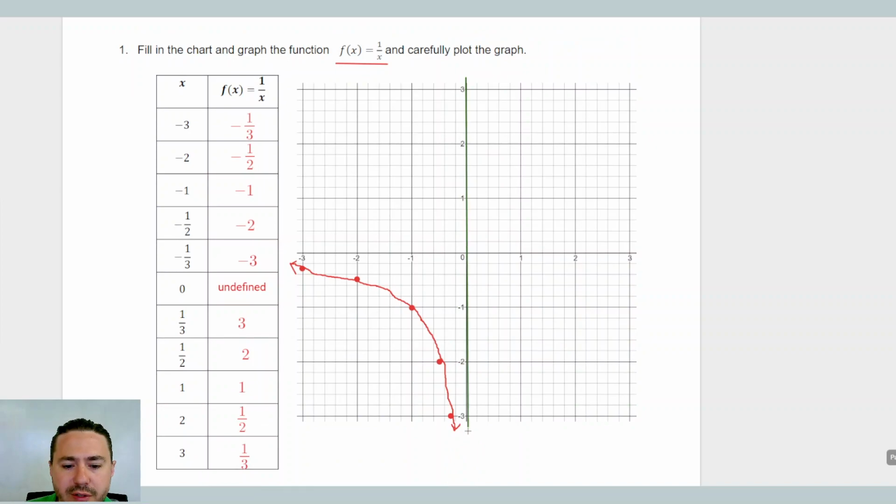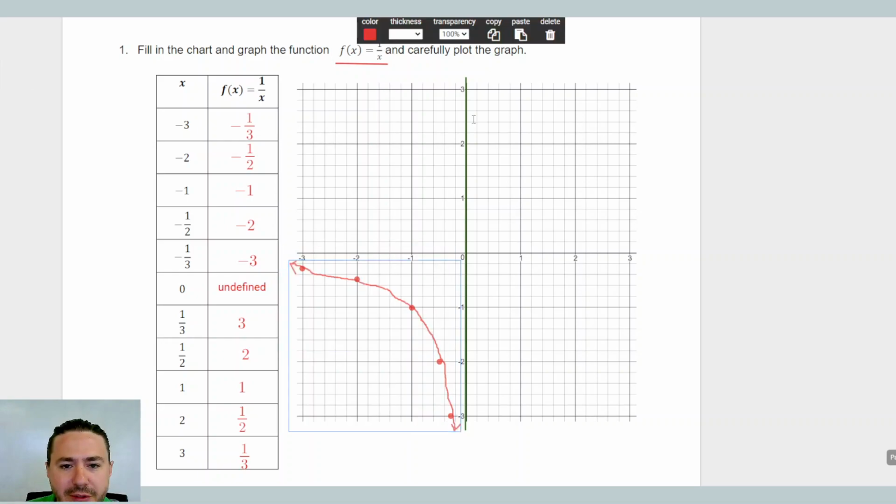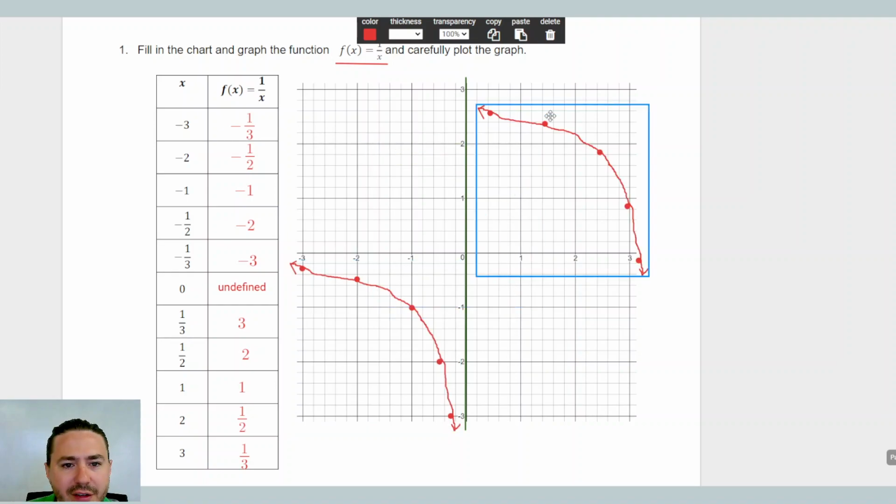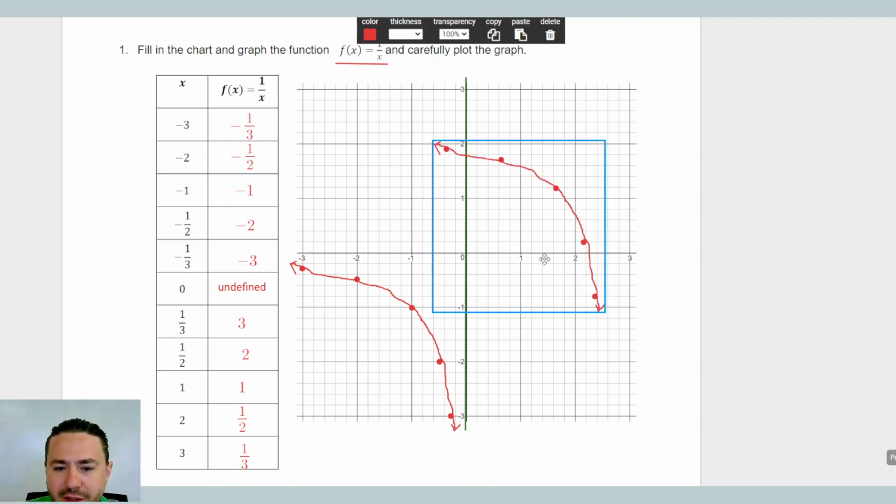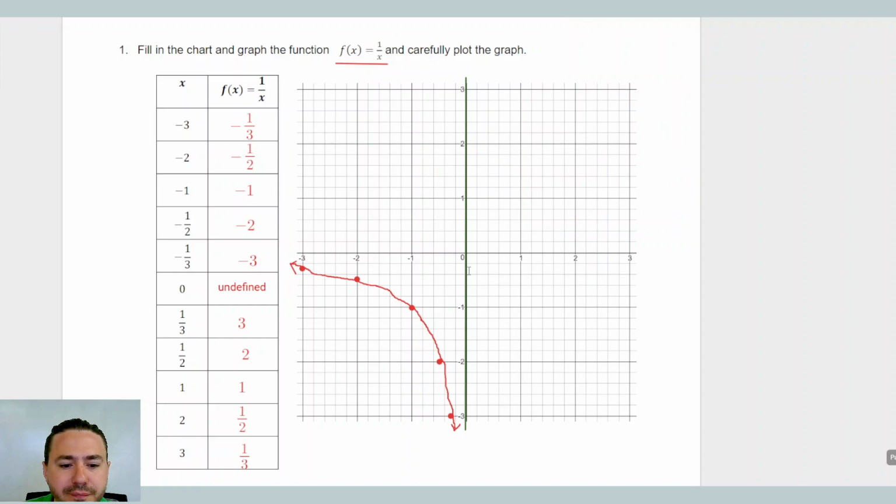Slow and steady. All right, now on the right side of the graph, we should get basically the same image here, except it'll be flipped. I wonder if I can do that. Let's just see if I can save myself a little bit of time here. No, it's not going to let me flip this. Okay, so that's okay. We'll just replot the points.